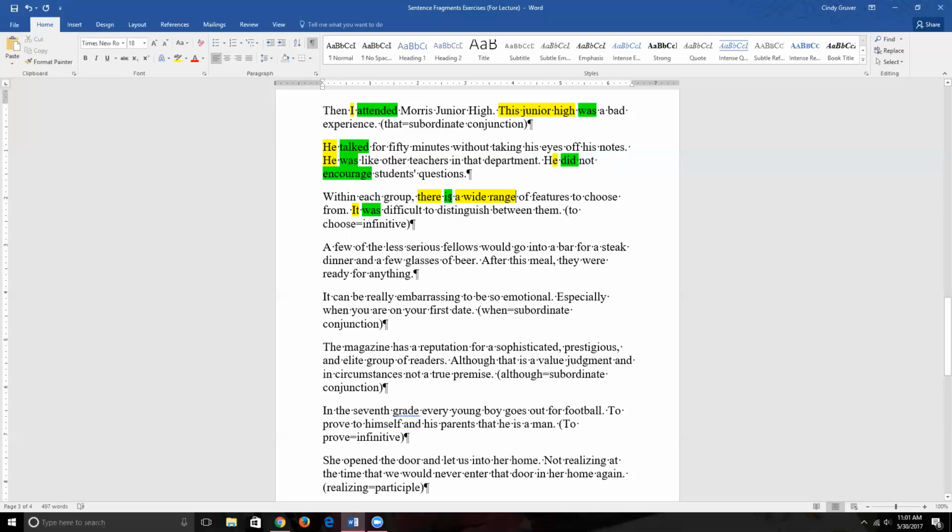We can change it up, though, if you don't like to use there is, and I will let you know that while it is grammatically okay to do this, it's not a very elegant solution. It's not a very stylistically pleasing solution.